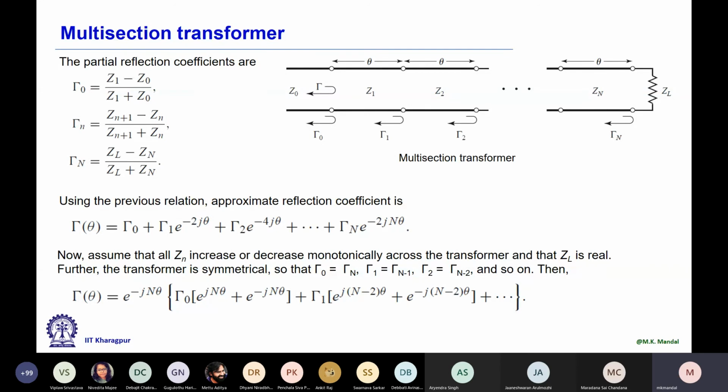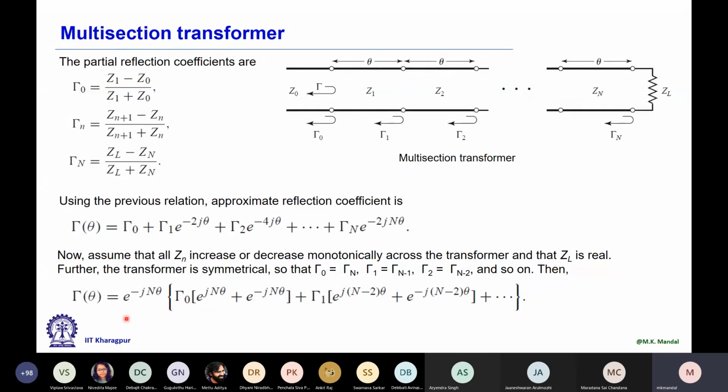Then from symmetry, we have one more assumption: it is symmetrical with respect to the midpoint, so that gamma naught is equal to gamma n, then gamma 1 is equal to gamma n minus 1, gamma 2 equal to gamma n minus 2, and so on. So it is symmetrical with respect to the midpoint of the transformer unit.